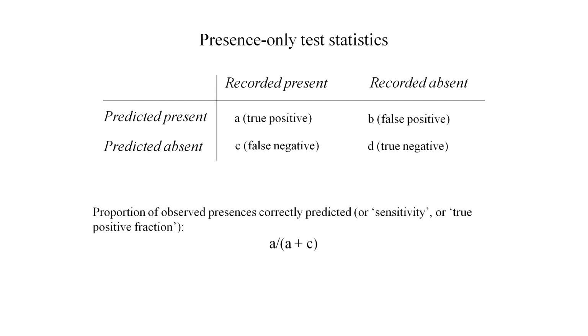That's clearly a simple measure, but you'll hear it referred to in the literature as sensitivity, or the true positive fraction. They're all just, in simple language, the proportion of the observed presences that you're getting right. Okay?